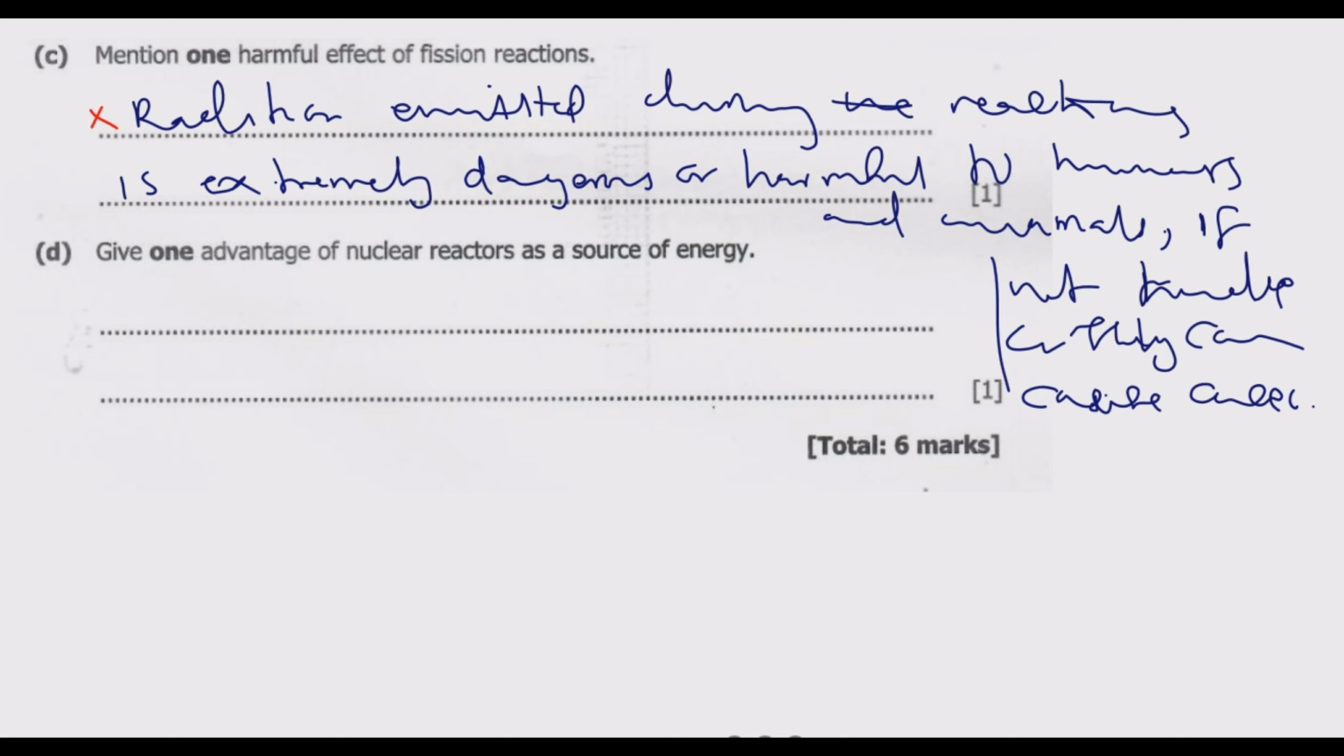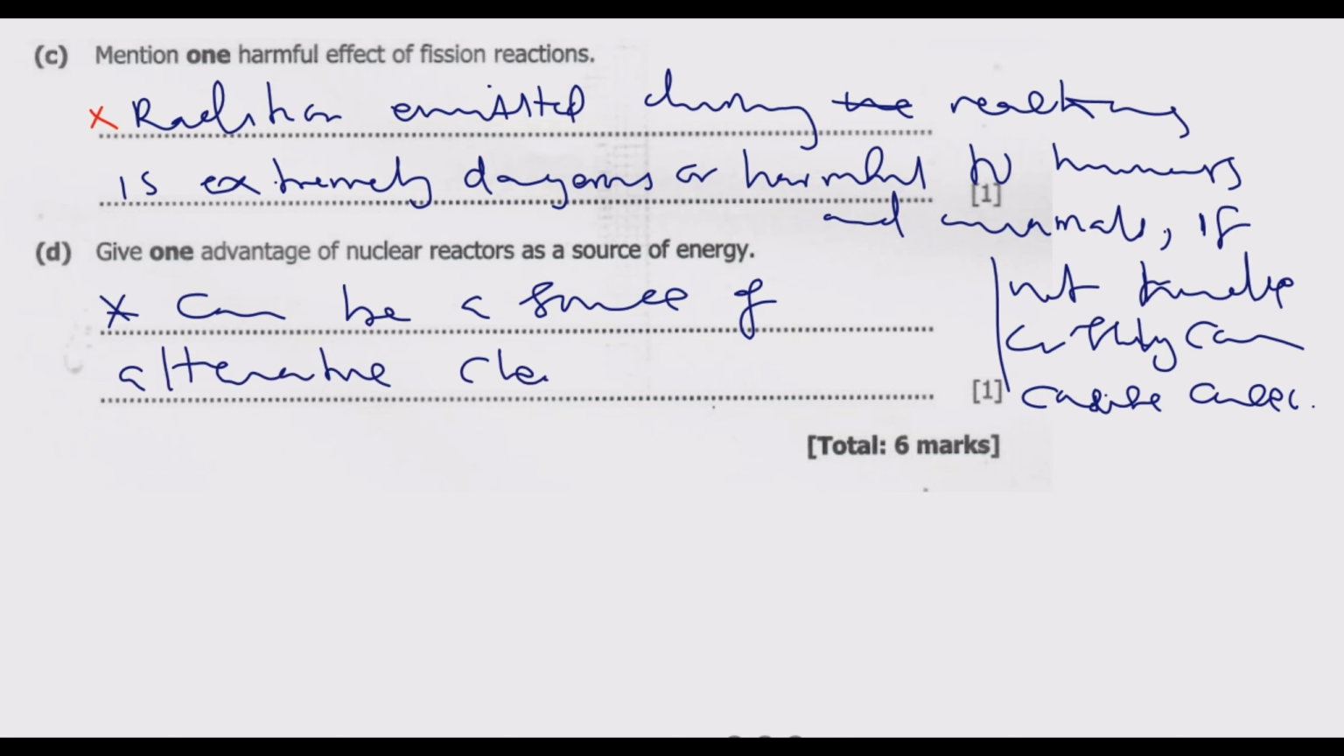D. Give one advantage of nuclear reactors as a source of energy. If handled carefully, this can be a source of alternative clean energy, because there is no pollution. We feel the energy generated from this kind of reaction. So this is how you answer this question to get the optimal marks.